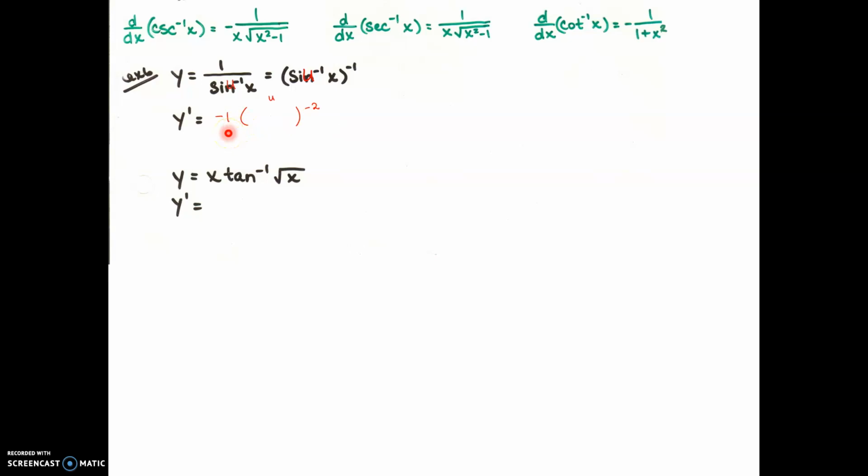So anything to the negative 1 would be negative 1, that thing to the negative 2. So for us, that thing, our u value, is going to be inverse sine. So we've got negative 1, that thing to the negative 2. Now we need the derivative of that thing. Well, the derivative of inverse sine is just the formula that we had just a moment ago higher up on the page. And that's it. That's all the calculus. Now we just need to clean it up a little bit.